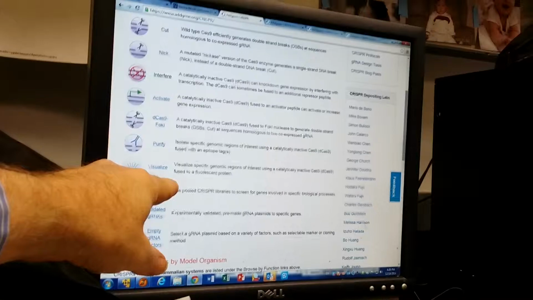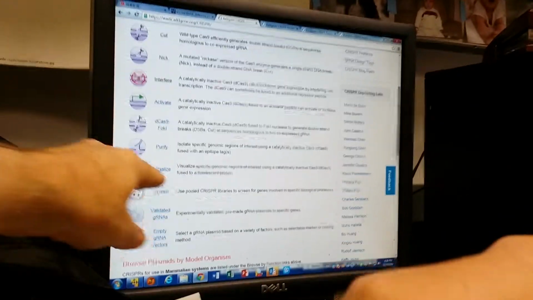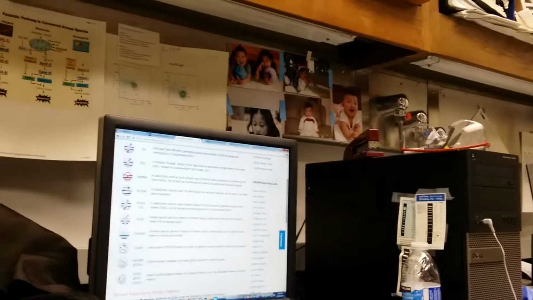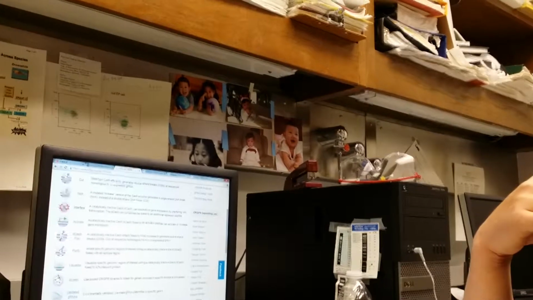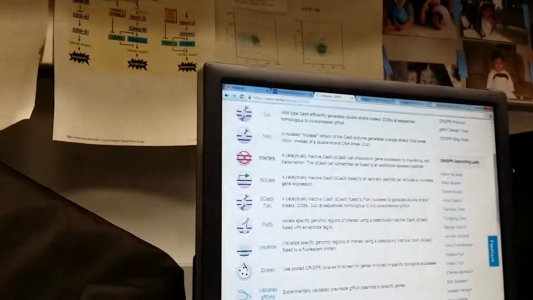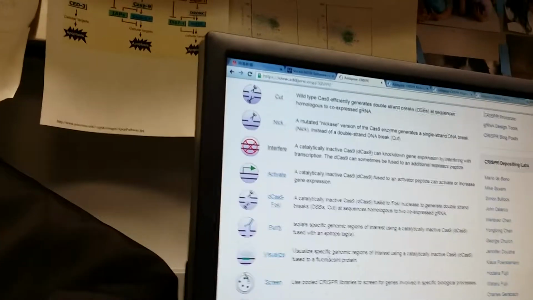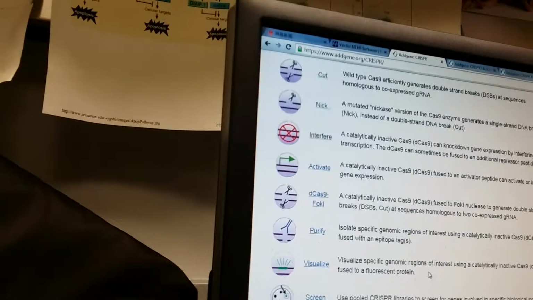Oh, look, visualize. What's this? Oh, that's visualize. There's another paper, fused to GFP protein. It's hard for me to explain this. But it must insert GFP into a region of interest. This is really good. You can do that, fused to a fluorescent protein. Well, that's handy because we got this new imaging scope. That's what people want to do.